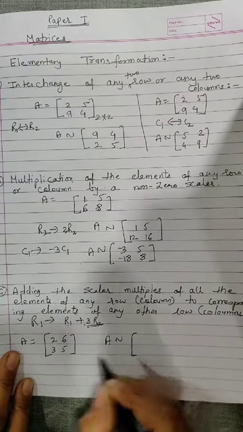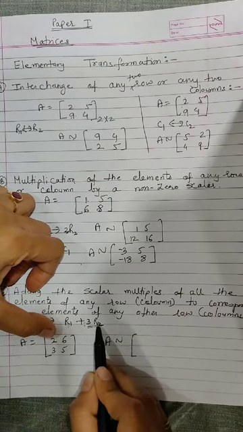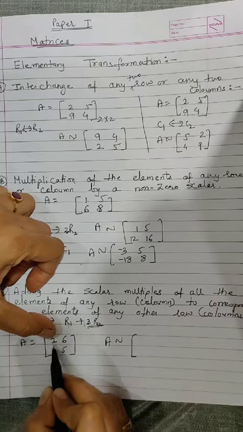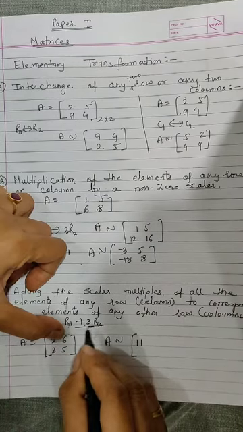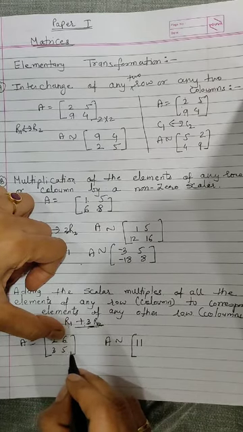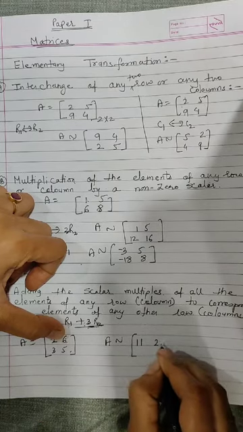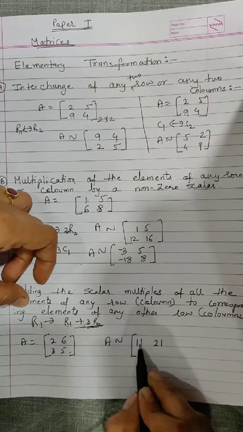So A changes to: now see the elements of R1. It is 2. 3R2, R2 multiplied with 3. So 3 into 3 is 9. So 2 plus 9 is 11. In this way we have to perform the operation. Next, R1 is 6, 3R2 means 5 into 3, 15. So 6 plus 15 means 21. So we have changed this R1, 2 6, to R1 plus 3R2.